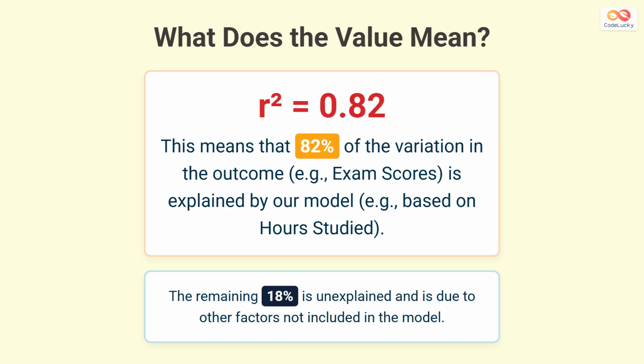Let's make this concrete. If we calculate an R-squared value of 0.82, what does that mean? It means that 82% of the variation in our outcome variable, such as exam scores, can be explained by our input variable, like hours studied. The remaining 18% of the variation is due to other factors that our model doesn't account for.